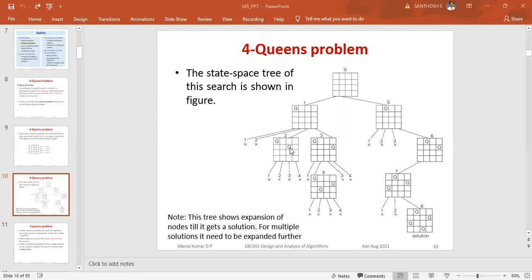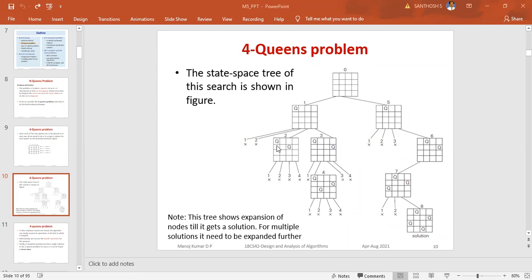Second queen, you can place it in the third or fourth place, because you can't place it in the same column. The first position you can't put, the second position also you can't put because they come on the diagonal. So you can put it in the third position or you can put it in the fourth position. So the third position is represented here, the fourth position is represented here. Okay, so using these two, you should put where you can. Understood? So that is 2, 3.